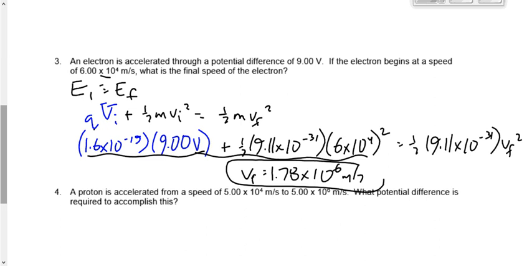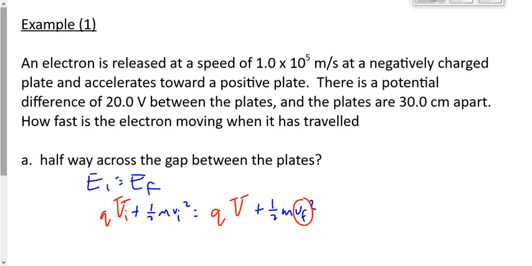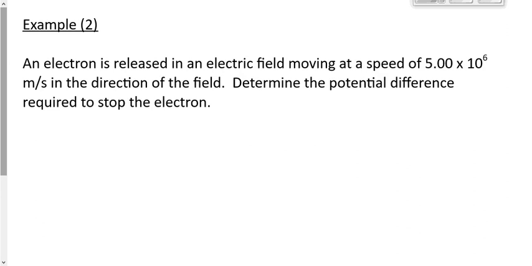Good. I got one more example for you here. This one says an electron is released in an electric field, and it's moving at 5 times 10 to the 6 in the direction of the field. Draw this out to see what's going on, okay? Here's the electric field direction. To the right, we'll say. It doesn't really matter which way. It's to the right. We have an electron that's moving to the right.